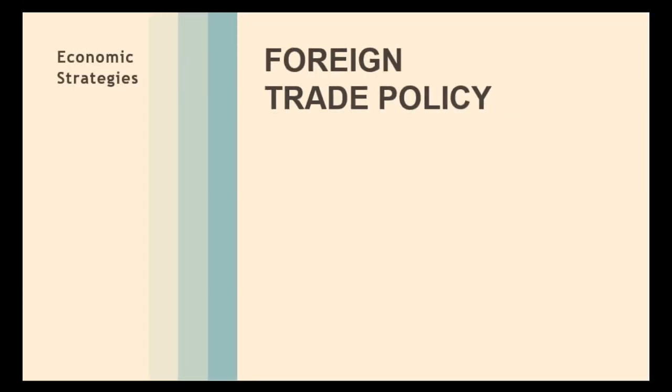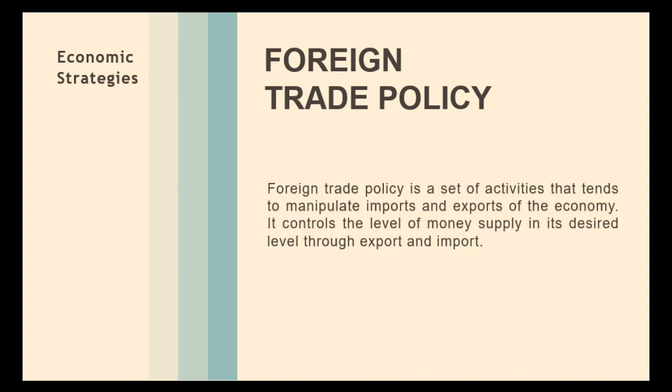Next strategy, we have foreign trade policy. So foreign trade policy is a set of activities that tends to manipulate imports and exports of the economy. So it controls the level of money supply in its desired level through export and imports. Foreign trade policy is a series of activities aimed at influencing the economy's imports and exports. So through export and import, it maintains the optimum level of money supply.